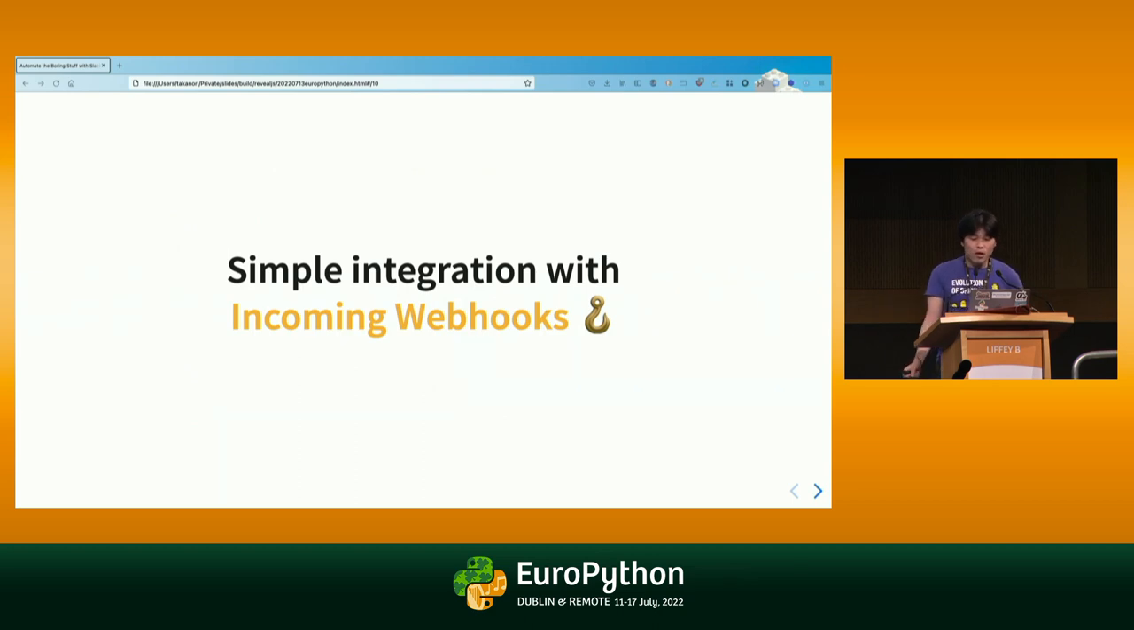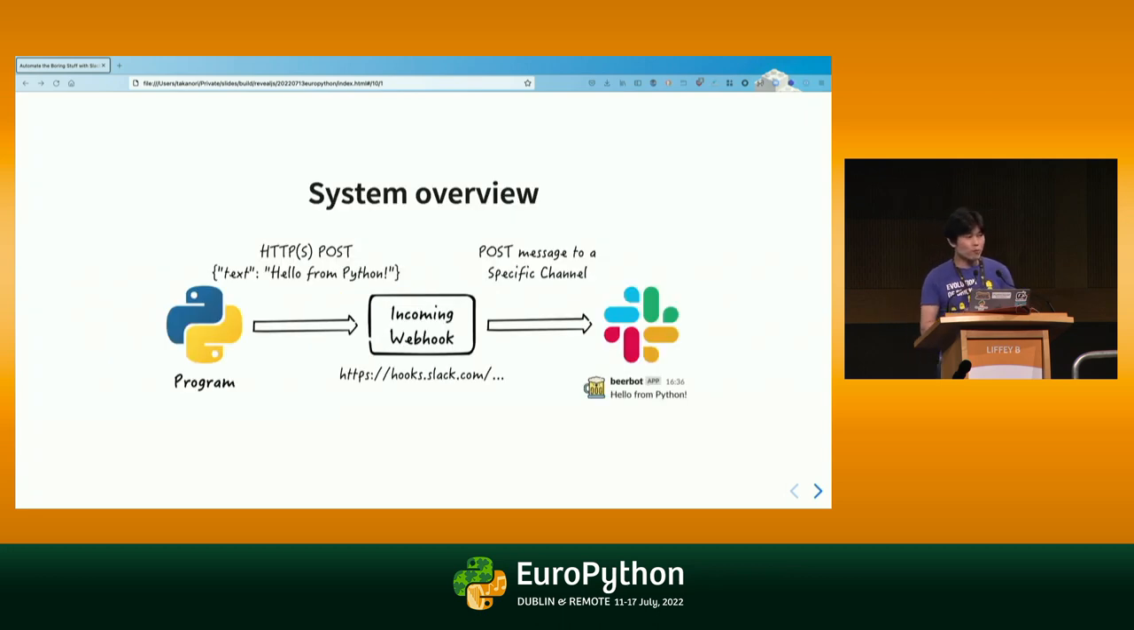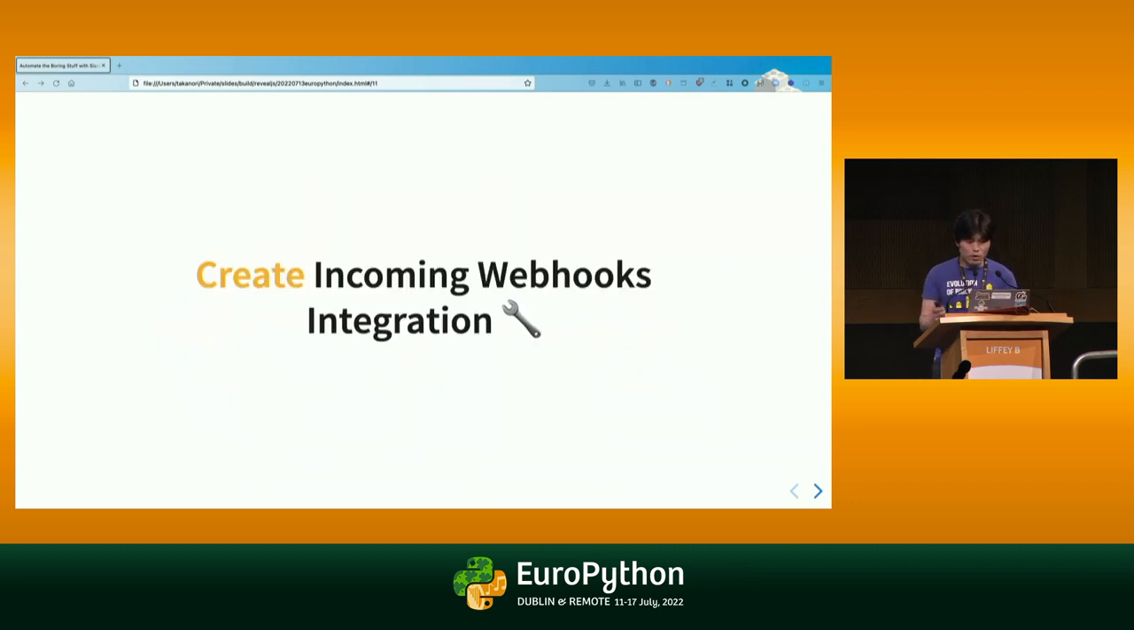First, I will explain simple integration with incoming webhooks. This is the system overview of incoming webhooks. When a program sends a message, "hello from Python", to a webhook URL, then the message will be sent to Slack. This is the system overview.